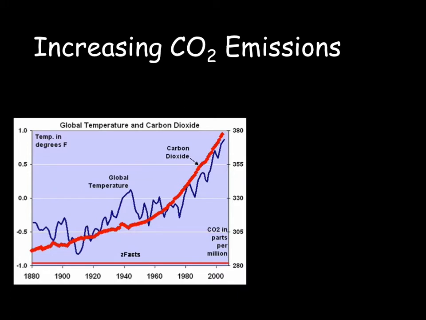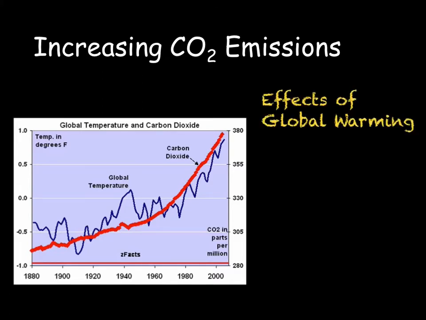An increase in the Earth's average temperature could have dangerous effects. An increase in global temperature could lead to the polar ice caps melting, which could cause flooding and coastal erosion.